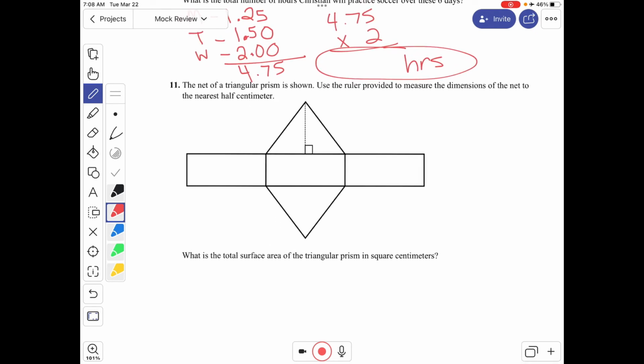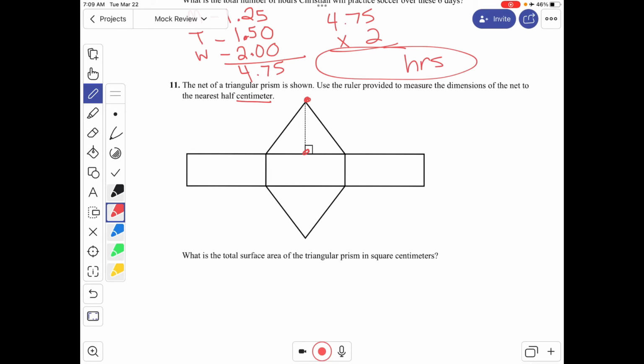Number 11, the net of a triangular prism is shown. Use the ruler provided to measure the dimensions of the net to the nearest ½ centimeter. You are going to have to use the ruler on the mock test. You're going to have to use the ruler on the STAAR test. So you probably need to find the ruler on your mathematics chart. This says we're using centimeter side, so use the centimeter side and you measure the triangle.